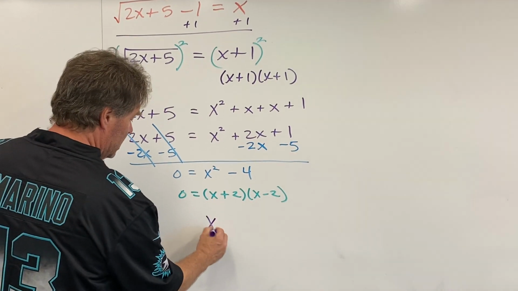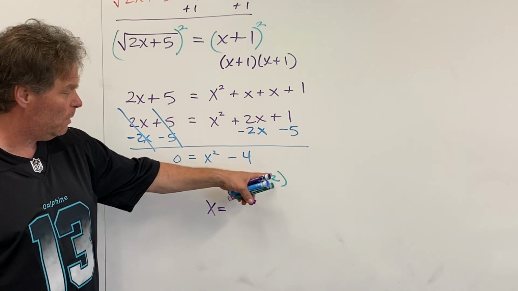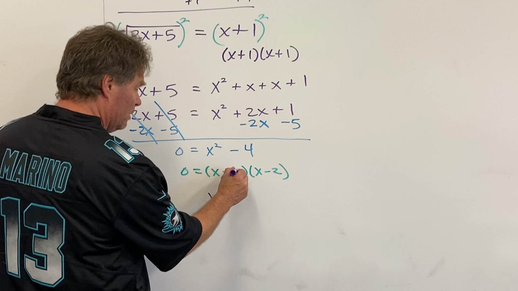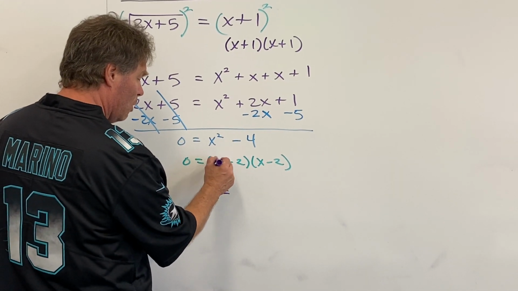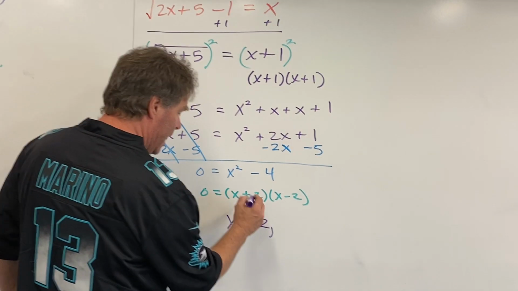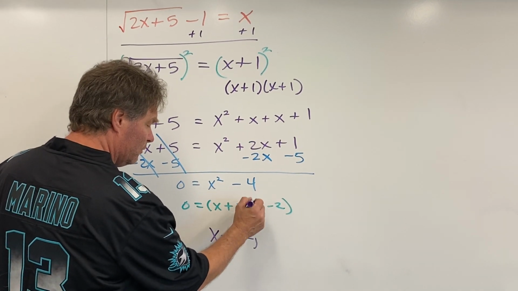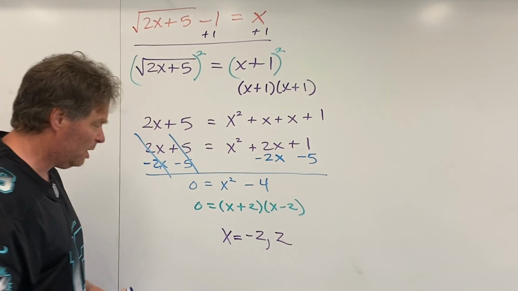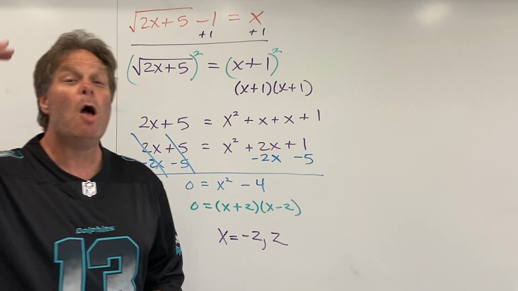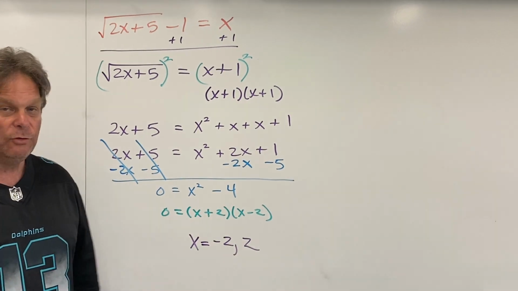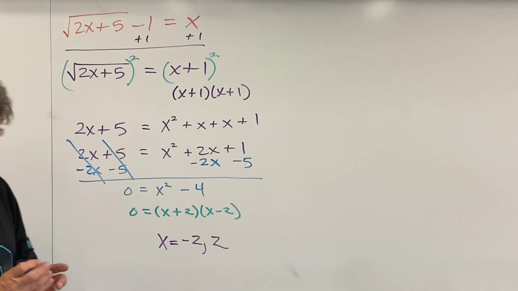So x is, now remember, when we factored a polynomial equals 0, x is the opposite of this over this, negative 2 over 1, which is negative 2, and positive 2 over 1. Change the sign, this over this. Positive 2 over 1 is positive 2. Those are my potential solutions. Now notice, there's 2 of them, so I need to try them both and try them separately.